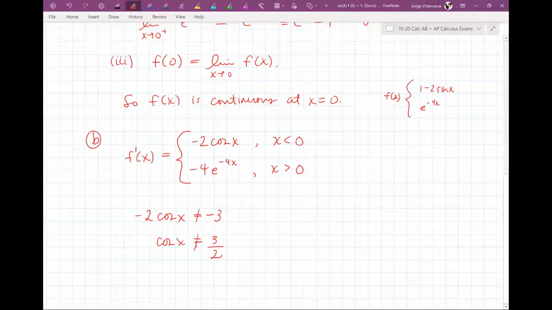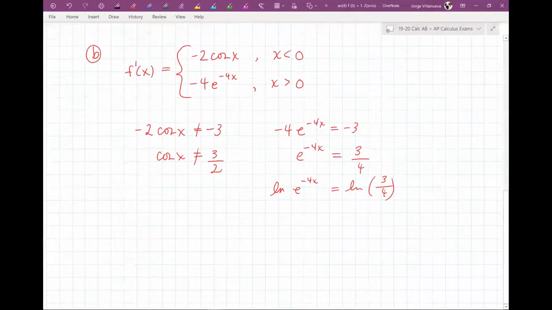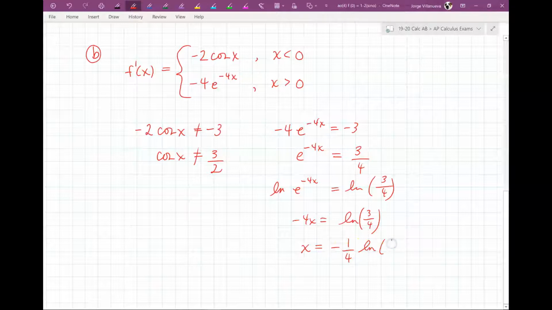This is not possible. Now, -4 e to the -4x equal to -3. Well, I'll divide by -4, so I get 3/4. I'll take the natural log of both sides. So ln of 3/4. This gives me -4x equal to ln of 3/4. And divide by -4, so x is going to be -1/4 ln of 3/4.